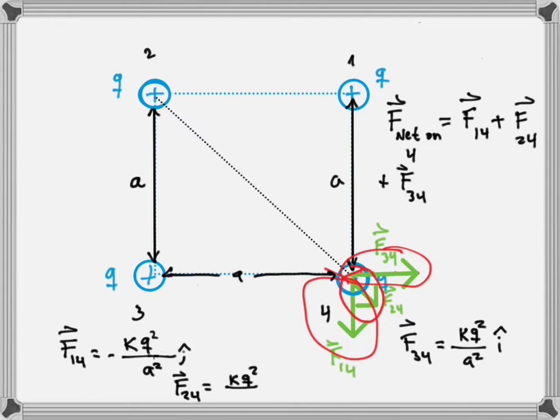Let's see, what magnitude does it have? Coulomb says k, Q2 times Q4, but all the charges are equal, so we end up with Q squared. And we're going to divide by the distance squared. What's the distance between those two charges?